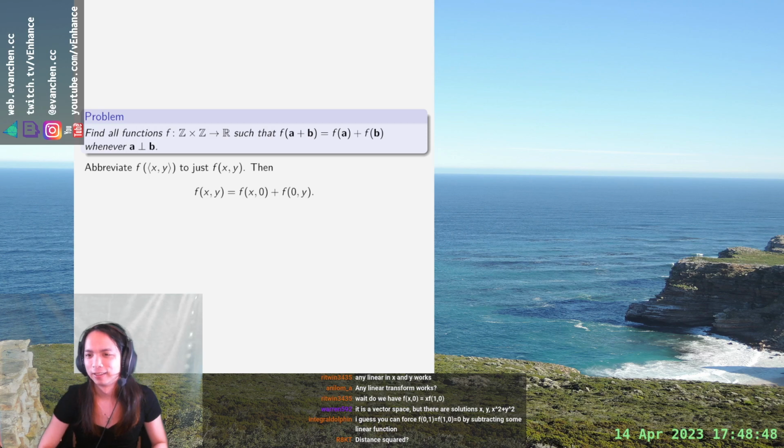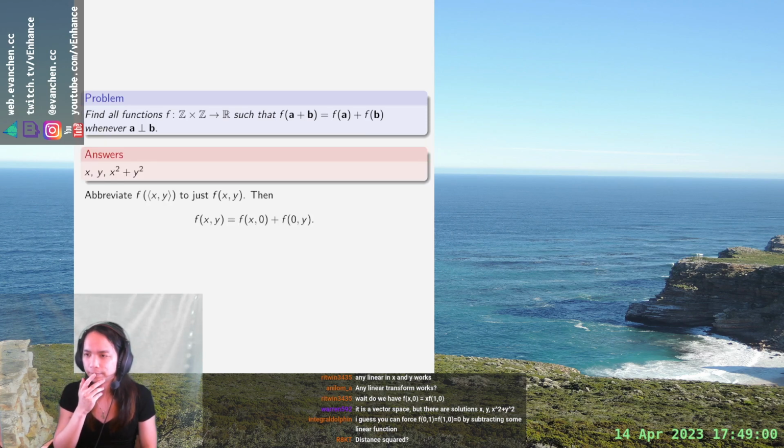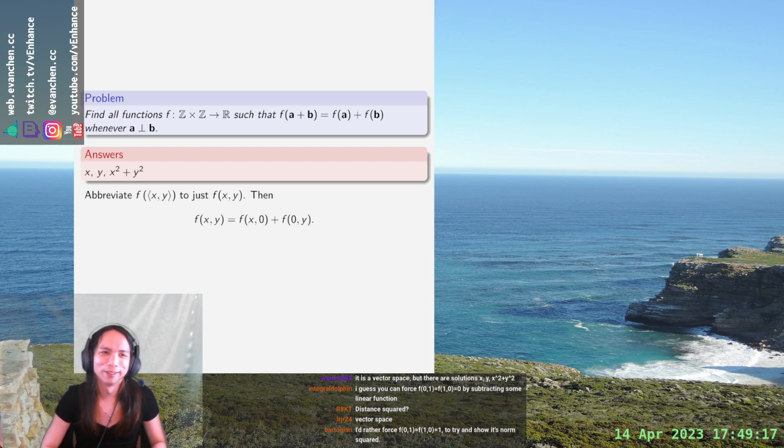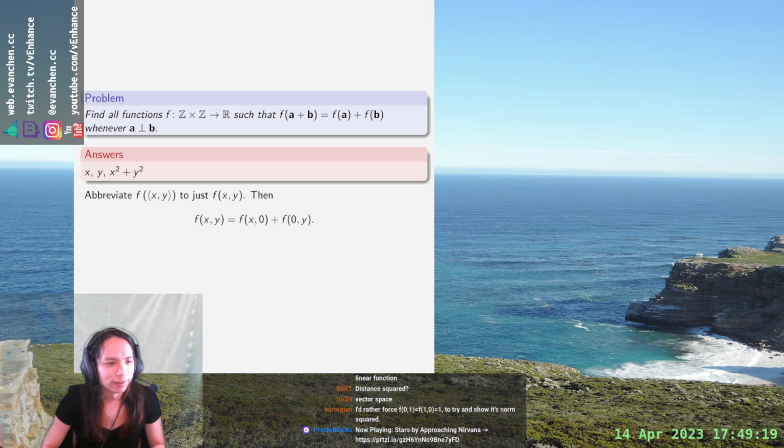Solutions. Answers: x, y, and x squared plus y squared for all solutions. Also, the set of solutions is a real vector space. Okay, I think I know. I have an idea where this is going.